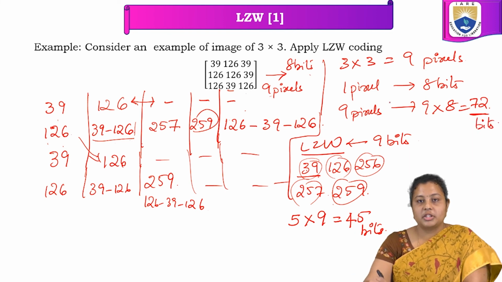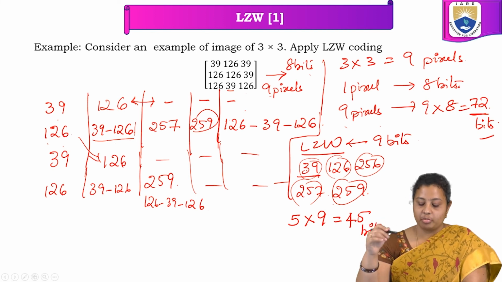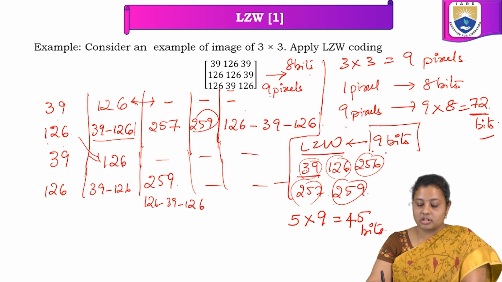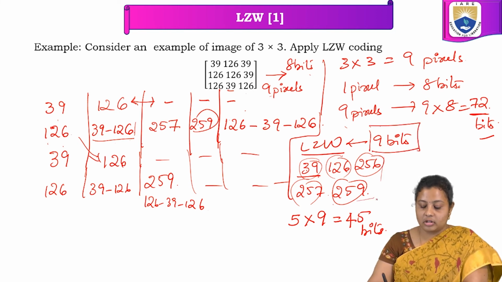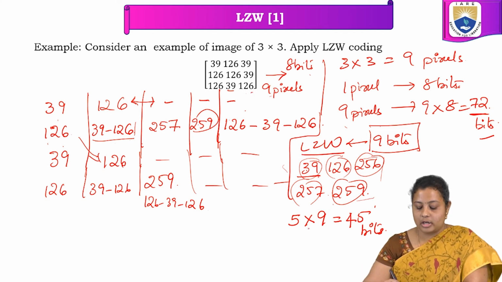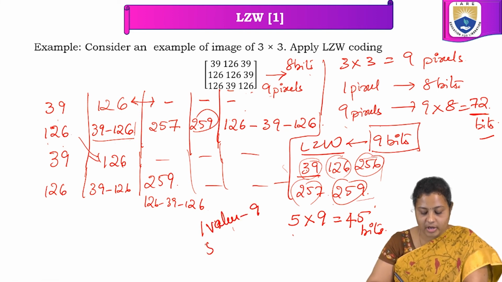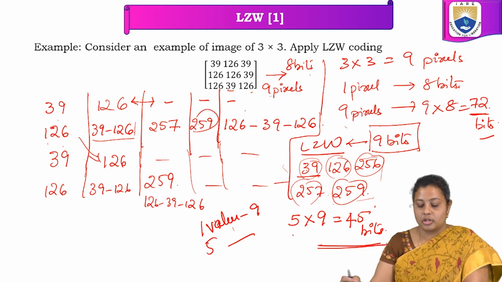Right? So if I'm using the normal 8-bit or fixed length coding technique, I'm going to use 72 bits, because each pixel value is represented by 8 bits, and if I have 9 pixel values, then I have to represent it by 72 bits. But when we come to LZW, even though we are using 9 bits instead of 8 bits, the number of values which we have to code is much lesser than my original image. So I'll have only 5 values, each represented by 9 bits, so I'll use only 45 bits. So this is how my compression is achieved, right?